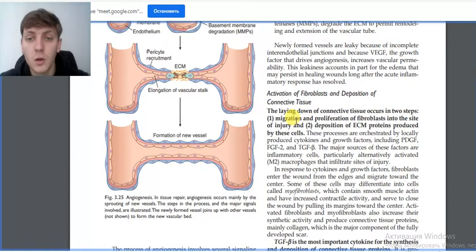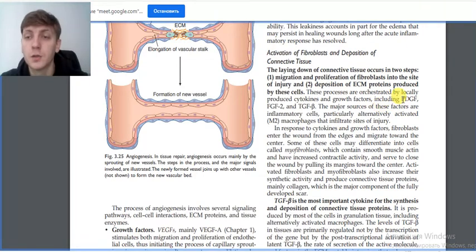Then fibroblasts are activated and deposition of connective tissue goes on. They are activated by platelet-derived growth factor, PDGF, which we discussed in the first lectures, in the fourth lecture, I guess. Then fibroblast growth factor and transforming growth factor beta. They are produced by macrophages, alternatively activated macrophages also.